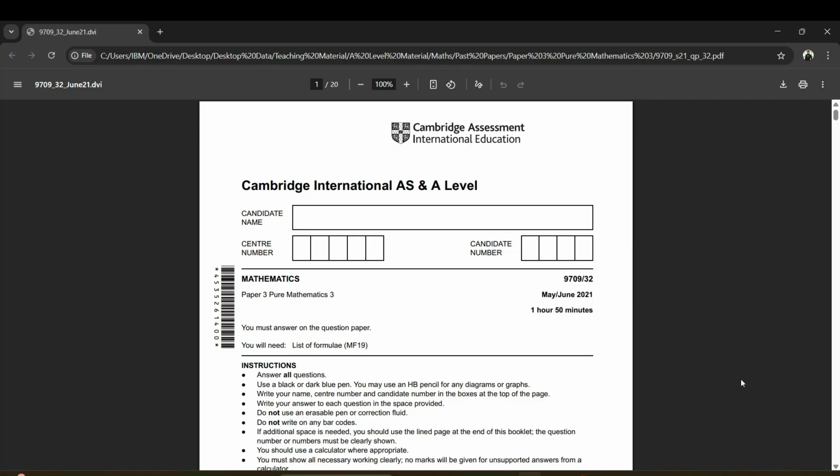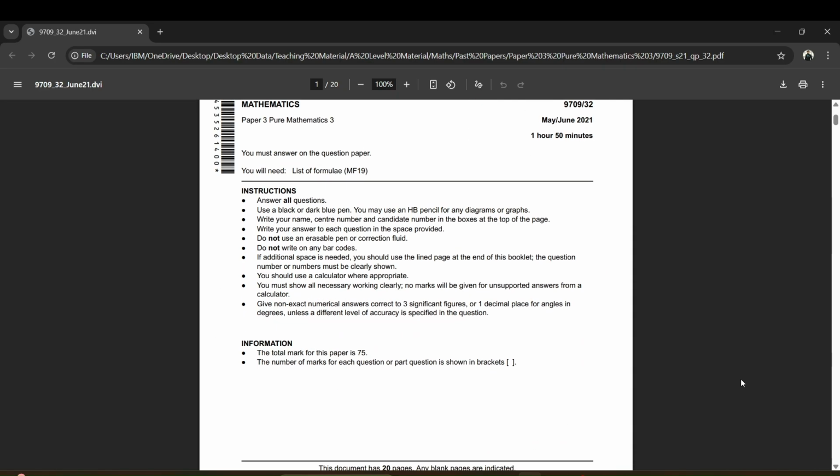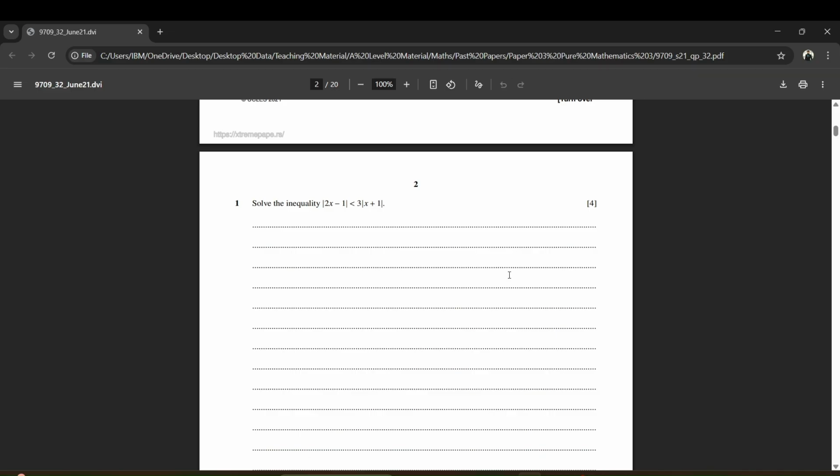Welcome to ASTC. This is Cambridge A Level Mathematics 9709 Pure Mathematics 3. So today we'll be working through May June 2021 paper 32. All right, so let's get started.